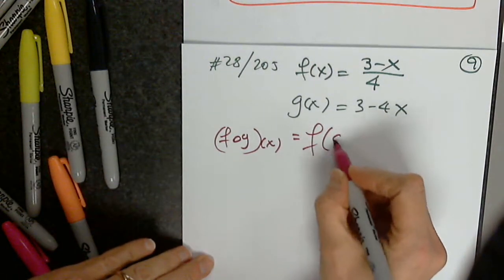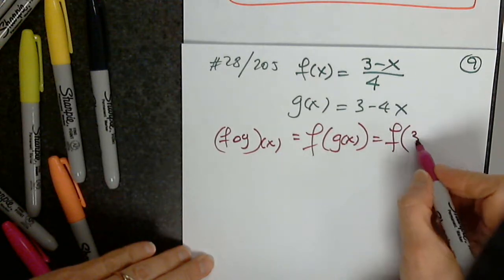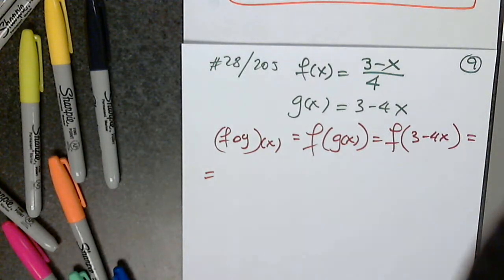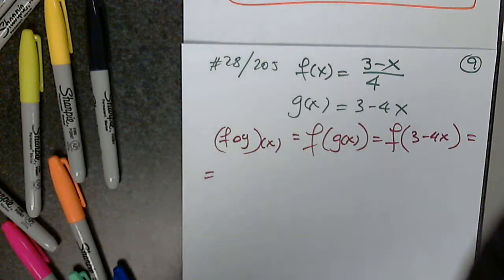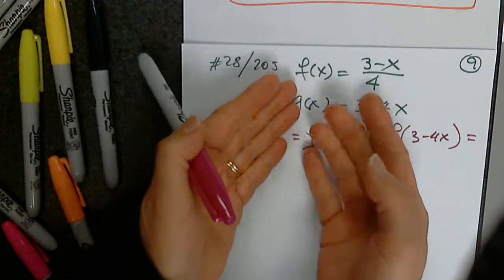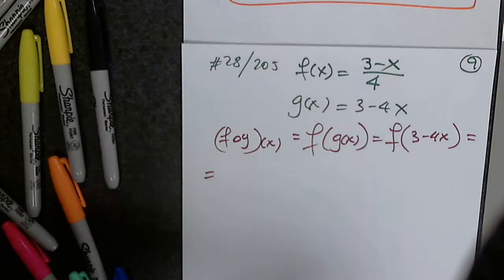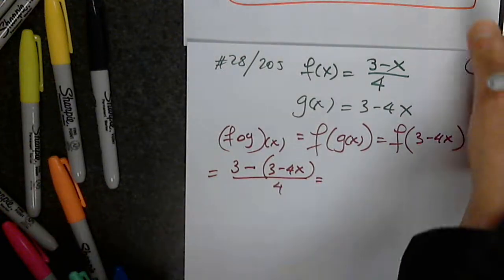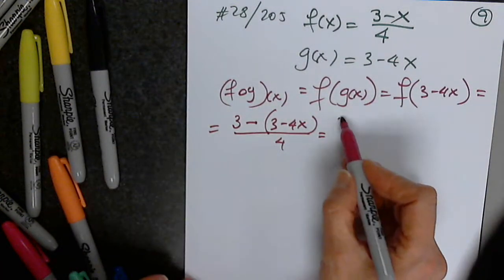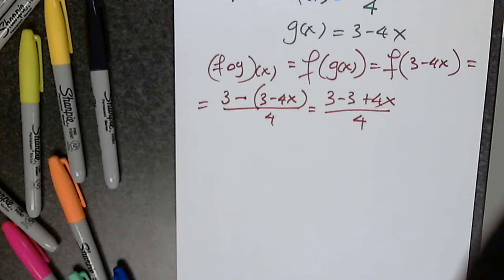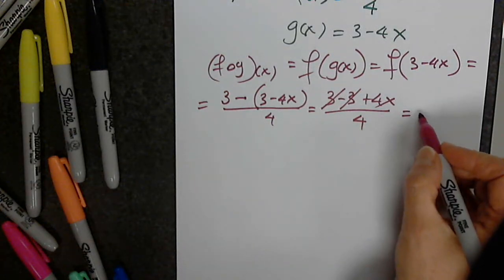Good. So then f of g of x, which is f of 3 minus 4x. And now remember, from the beginning of the semester, we said, I know how to read a function. The function says 3 minus blah over 4. Now blah is 3 minus 4x. So then 3 minus parentheses 3 minus 4x divided by 4. Take it slowly, distribute. So we have 3 minus 3 plus 4x divided by 4. I have to combine like terms first. These two go away. Then I'm down to 4x over 4. And the answer is? That's it.